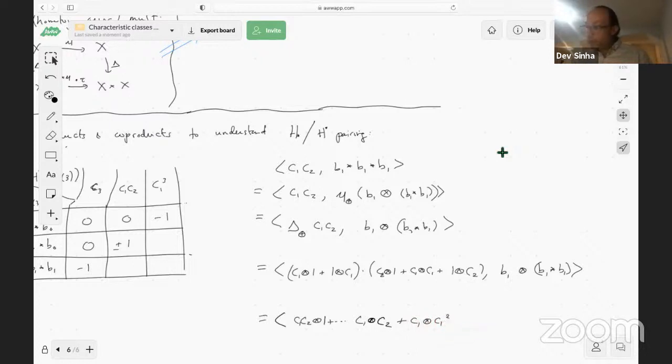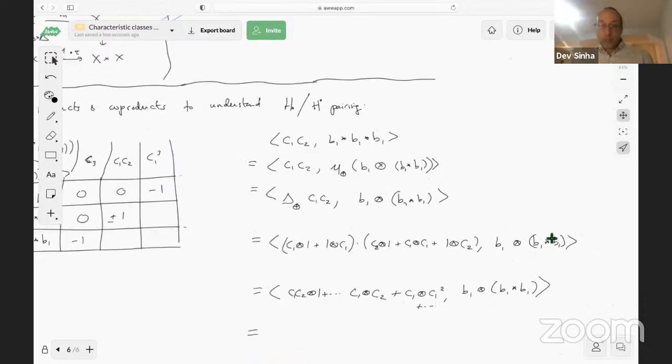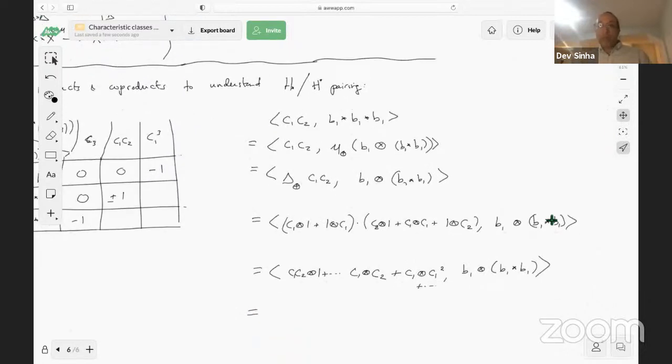And that is supposed to be evaluated on, and then there are many other terms. All of them will evaluate to 0 on this homology class that I'm trying to evaluate on. And then C1 tensor C2, so C2 on B1 star B1 is that Euler class again. That's going to give us a 1.